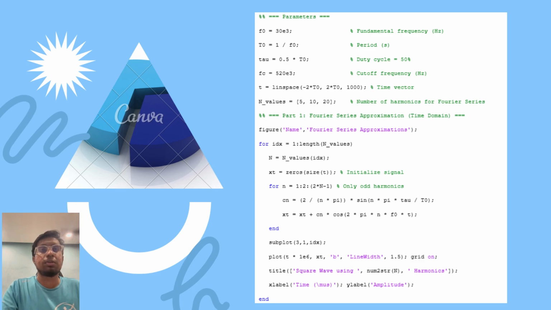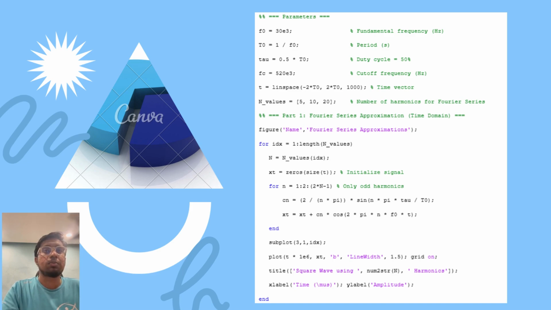This is the code we use in this project. F0 equals 30e3 refers to the fundamental frequency equal to 30 kilohertz, and T0 equals 1 over F0 refers to the period of the square wave. Tau equals 0.5 times T0 refers to the 50% duty cycle, which is a symmetric square wave. T refers to the time vector for simulation, and the N values equal to 5, 10, 20 are the number of harmonics used for approximation.